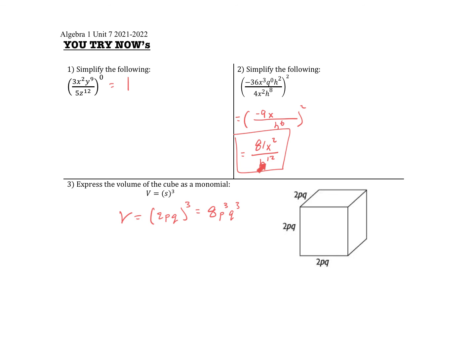Another cube question here, right? They're giving you the side length of a cube. They're telling you it's side cubed. You take that whole quantity and cube it. Then I took the 2 cubed and just wrote it as an 8, and then p cubed and q cubed.